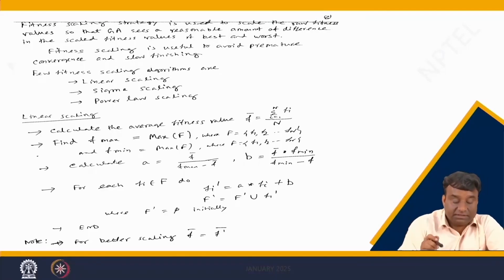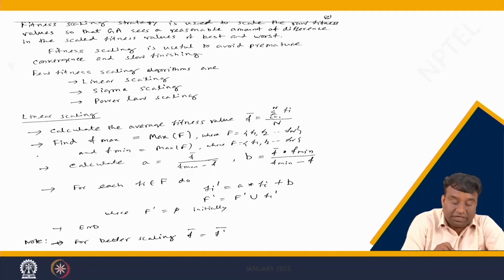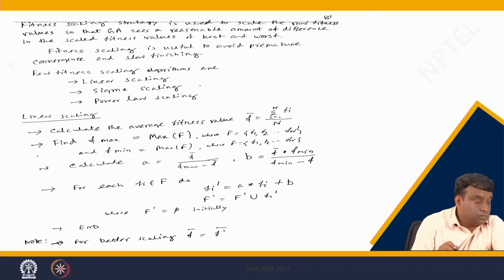Now, one is the fitness scaling strategy. Fitness scaling strategy is used to scale the raw fitness value so the genetic algorithm sees a reasonable amount of difference in the scaled fitness values of the best and worst. Fitness scaling is useful to avoid premature convergence and slow finishing. A few fitness scaling algorithms are there: linear scaling, sigma scaling and power law scaling.